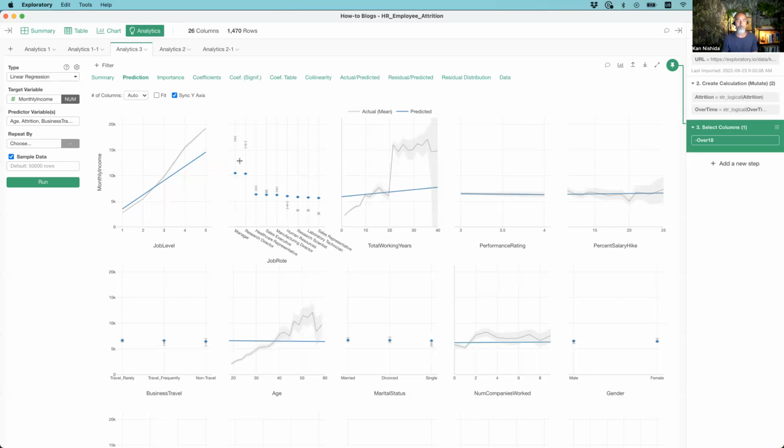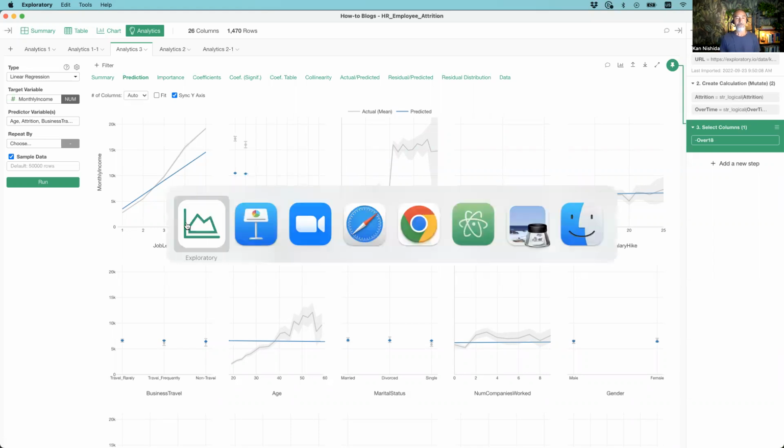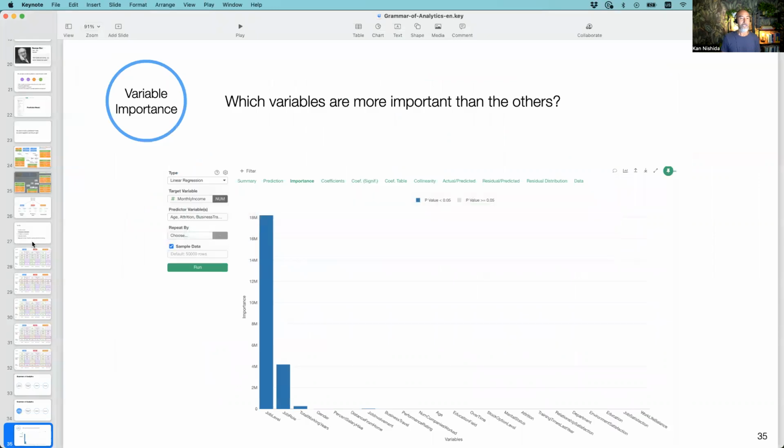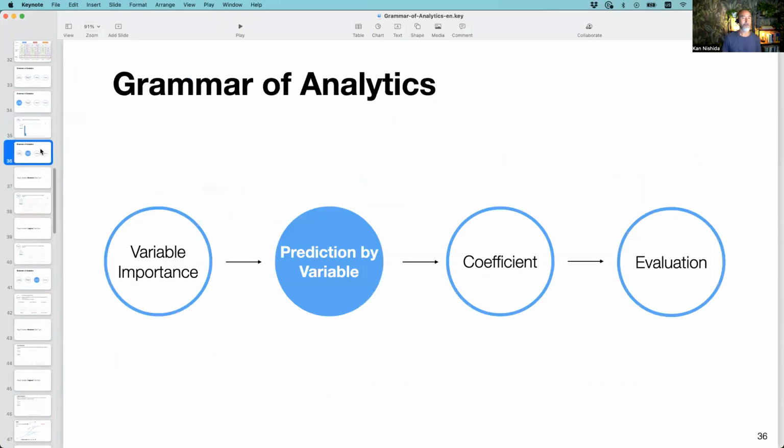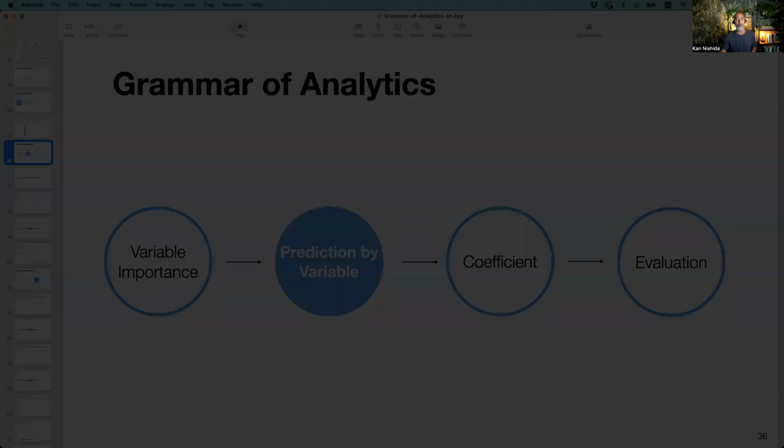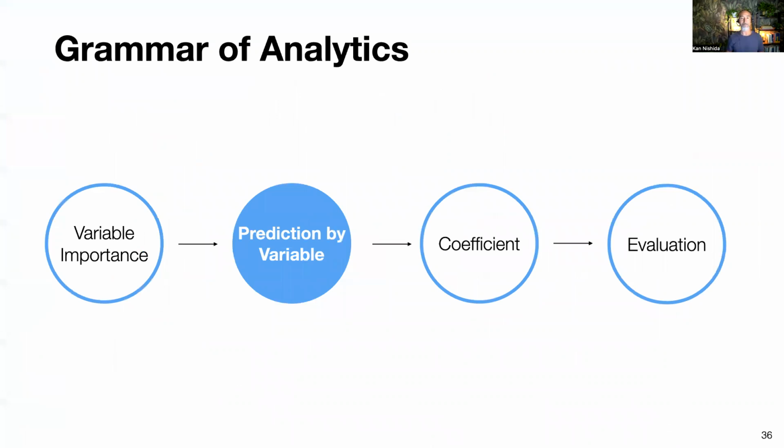But at this point, something you can say is, okay, if you know this person is a research director, then you can expect an average or mean of $10,360 and so on. Okay. So this is, I kind of already went ahead, the prediction by variable.